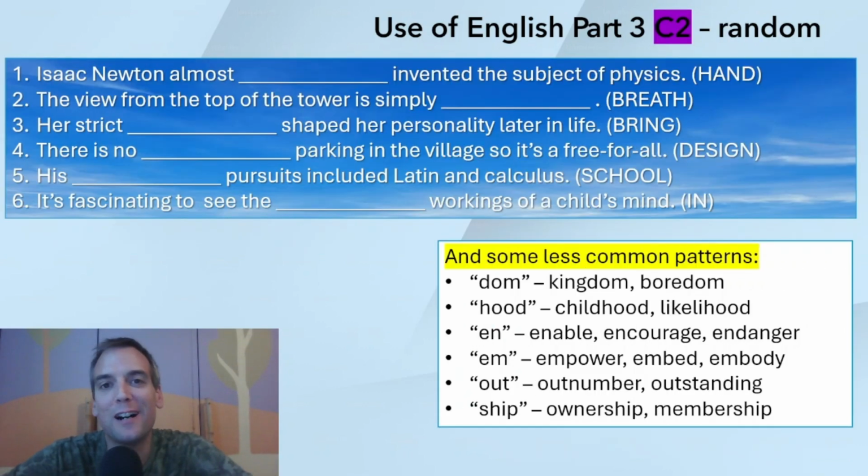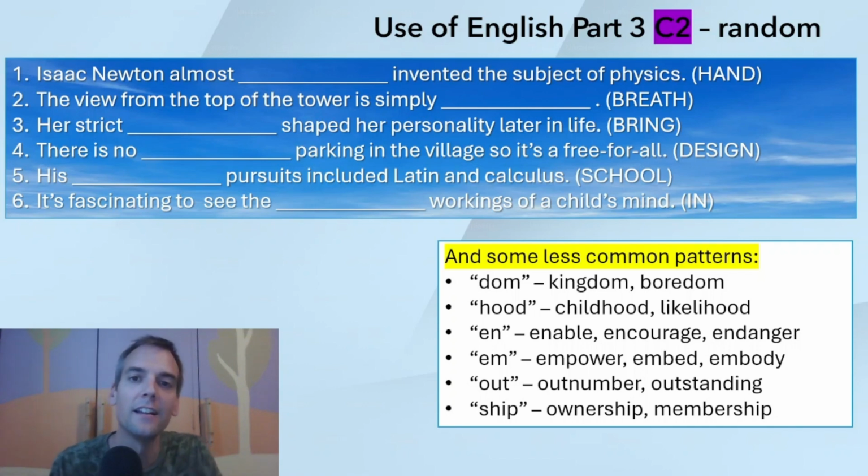And this is the fun part, because here, I wish I could say, here are the rules for C2. But at C2, you are going to have a lot of random irregular transformations, words that you just have to know how to transform because they sound good in the sentence. Pause the video and try and answer these. If you get these, well, maybe you don't need to be watching my videos anymore because you're ready for the exam, because these are the height of difficulty for Use of English Part 3.